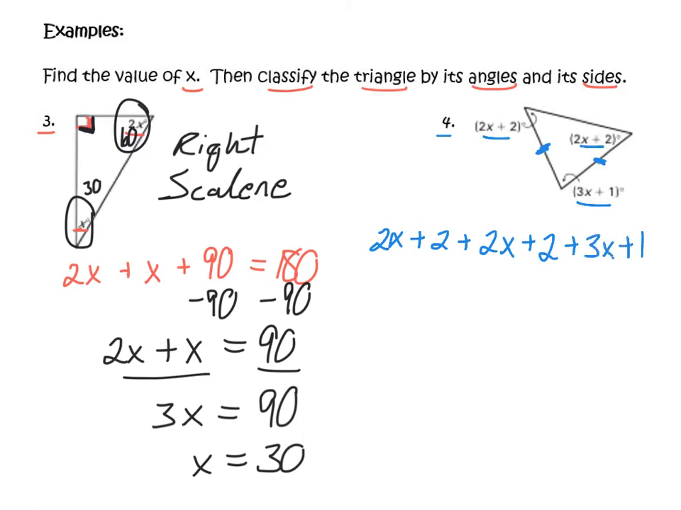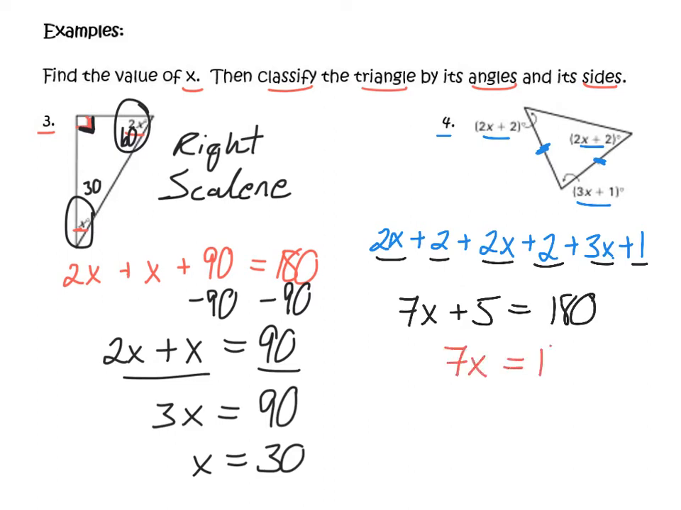Before I set it equal to anything, I'm just going to combine my like terms. 2x, 2x, and 3x gives me 7x. 2, 2, and 1 gives me positive 5. And as I said, I know it's going to equal 180. We'll get rid of that 5 from both sides, which gives me 7x equals 175. And lastly, divide by 7, so x equals 25.